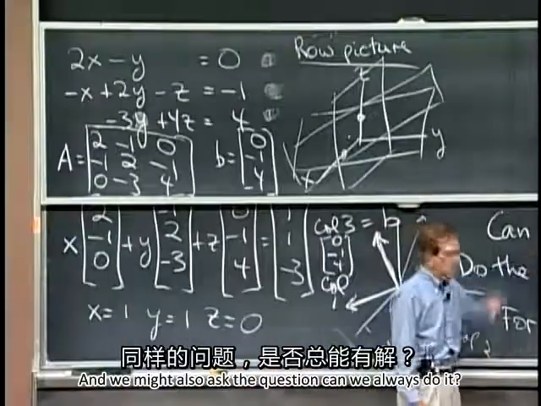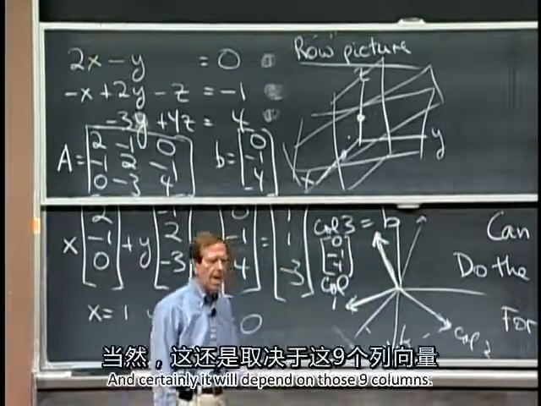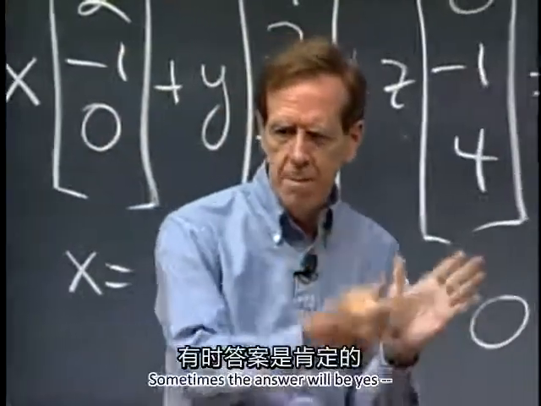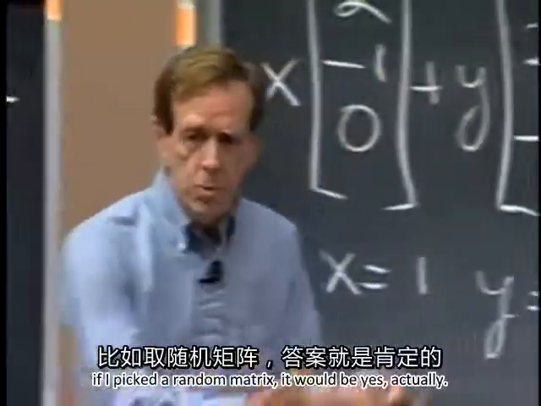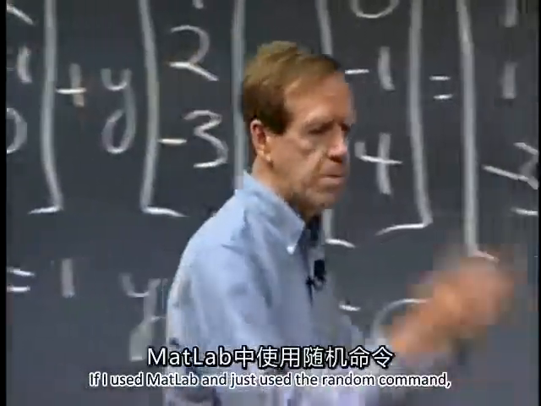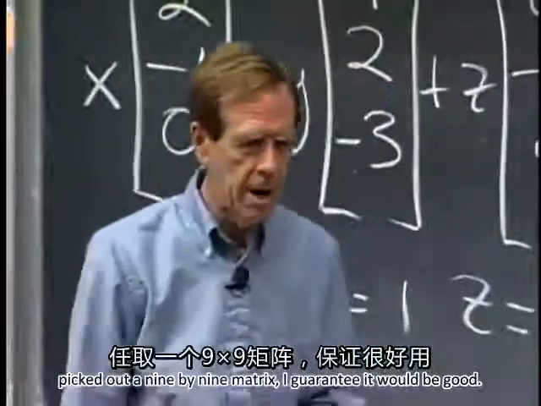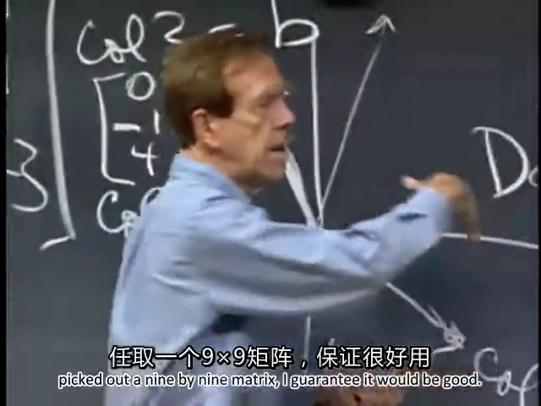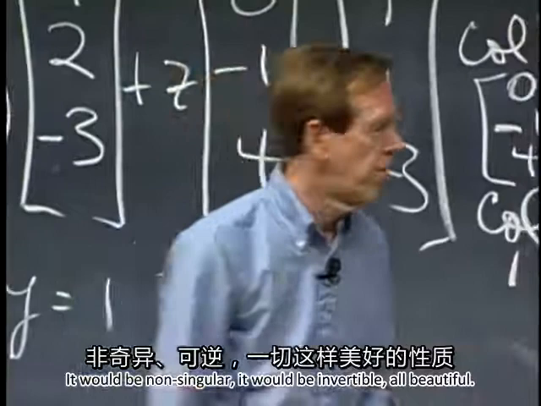And we might also ask the question, can we always do it? Can we get every right-hand side B? And certainly it will depend on those 9 columns. Sometimes the answer will be yes. If I picked a random matrix, it would be yes, actually. If I used MATLAB and just used the random command, picked out a 9x9 matrix, I guarantee it would be good. It would be non-singular, it would be invertible, all beautiful.